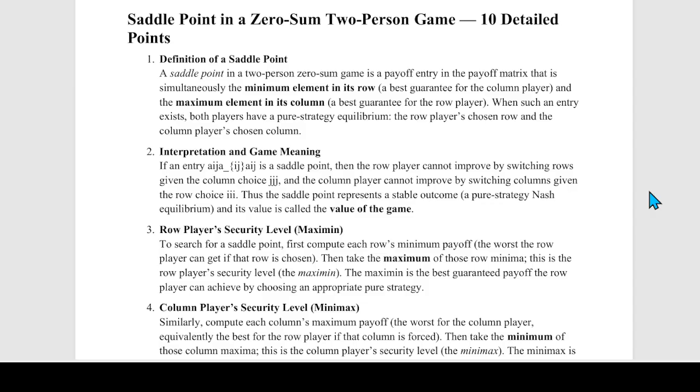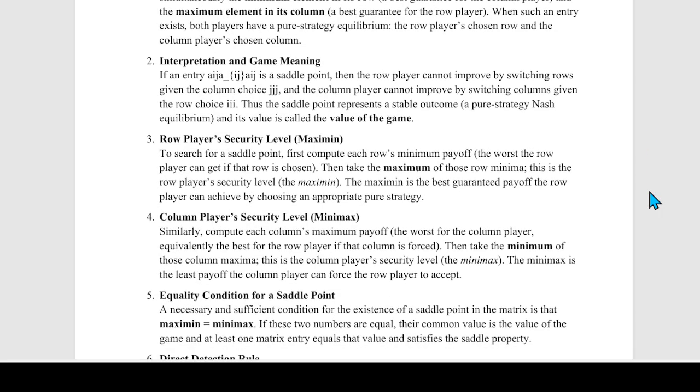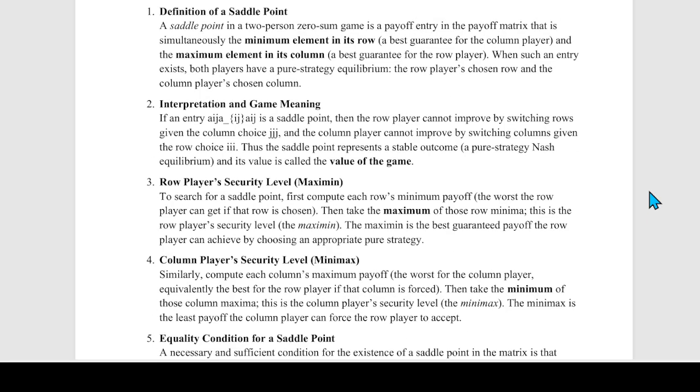Now, what does it mean in the game? What exactly does this thing mean for the game interpretation? Basically, a saddle point means that both players are satisfied. The row player cannot get a better payoff by changing rows, and the column player cannot reduce the payoff further by changing columns. So basically it is the best case scenario for both. By deviating from that point they are not doing any better, so the result becomes stable. Neither player will want to deviate, and this will be called the value of the game.